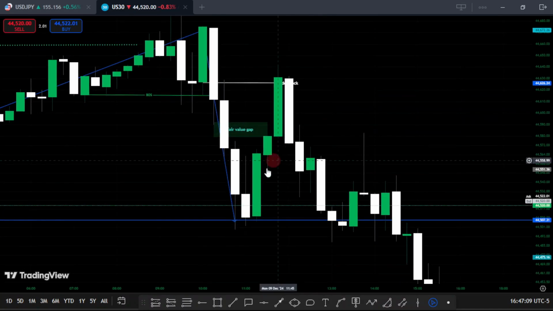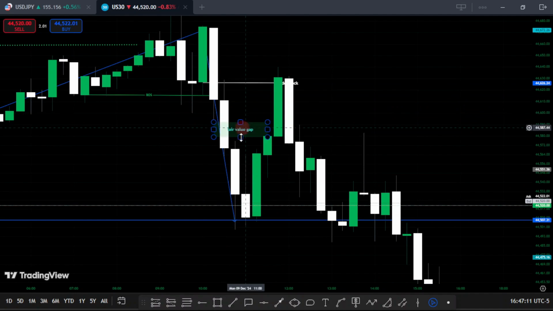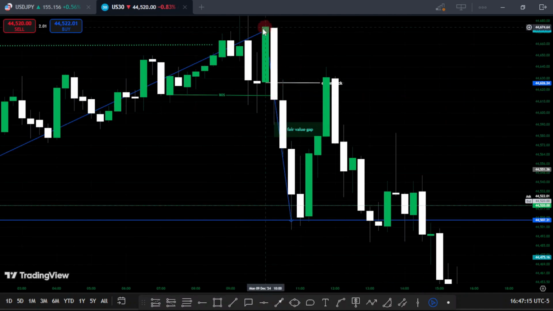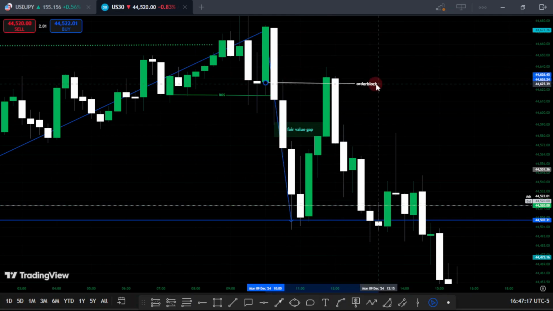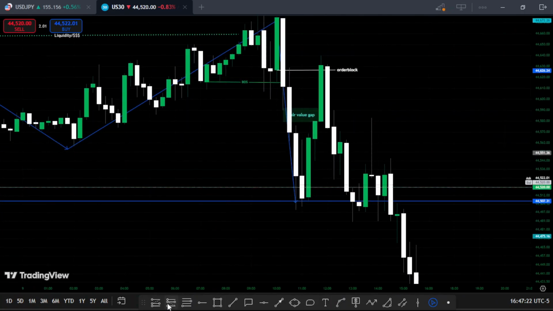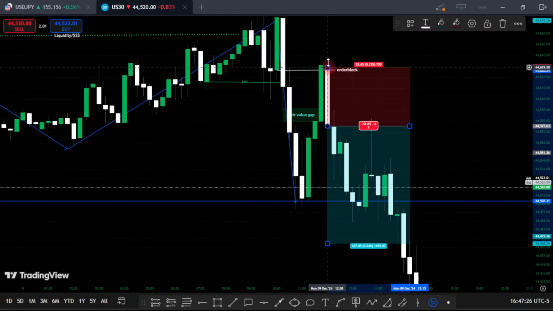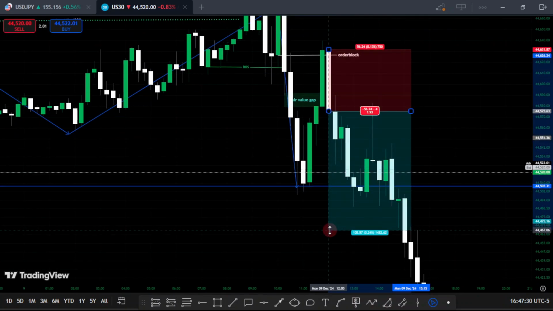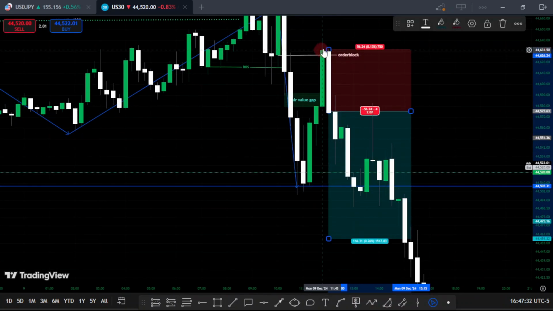So what price did is it came back, filled the fair value gap with these huge bodies, and then went all the way to this order block that was above here. When you see this, that is where you want to enter your sniper entry. Once price closes with this huge body, place your stop loss above the body and go for a 1:2 risk to reward ratio. So that is 1:2.